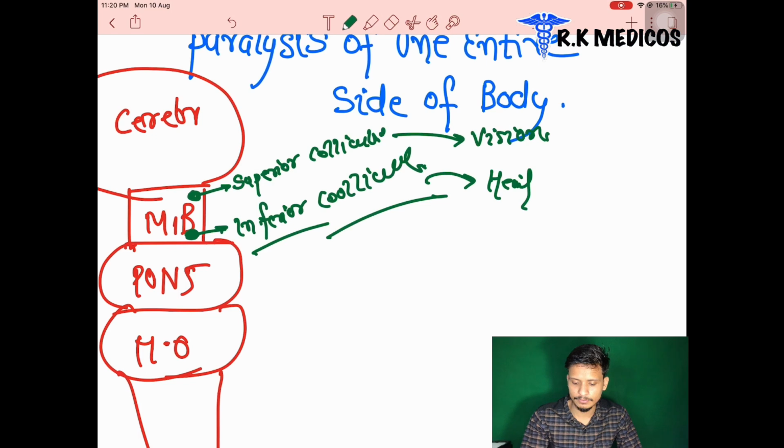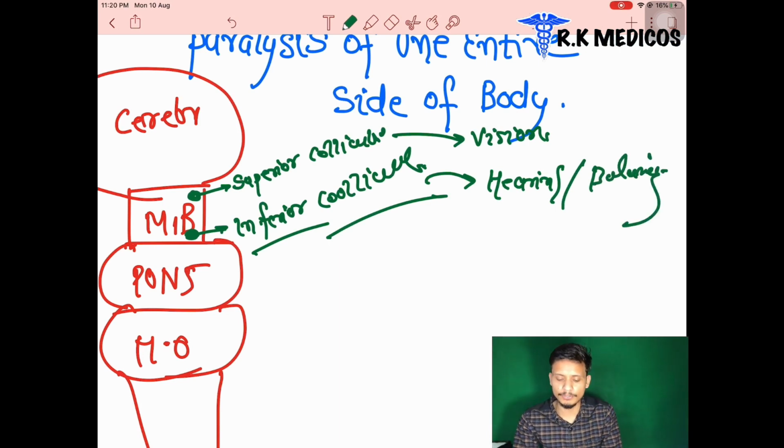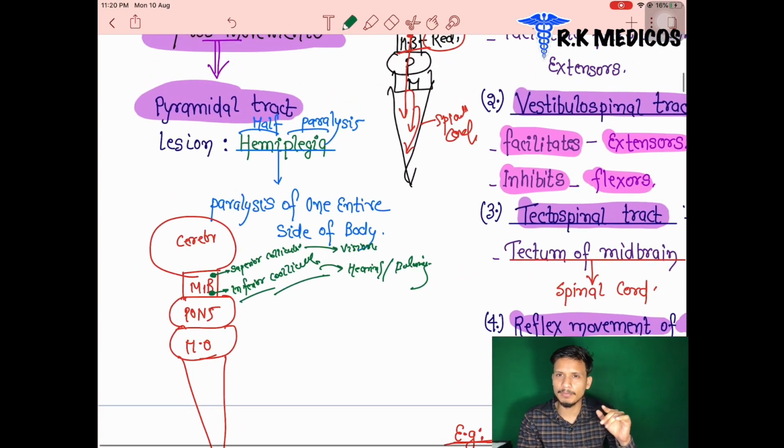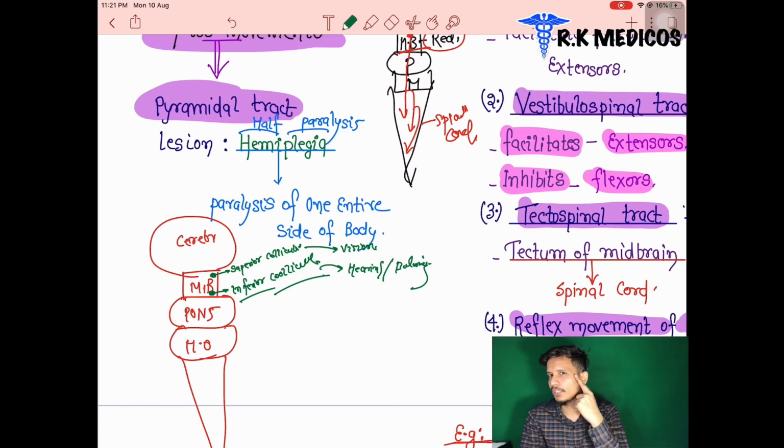Hearing and balancing. These are the two things regulated by the inferior colliculi. So now you tell me, the tectospinal tract is also part of the midbrain and it is going to control the superior colliculi. It means they are regulating the vision. Superior means we can also say the eyes are superior to the ear. It means the superior colliculi of the midbrain regulate the visual function and the inferior one regulates the hearing function or the balancing function.